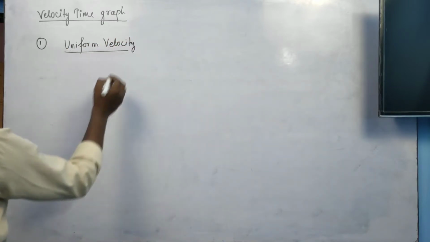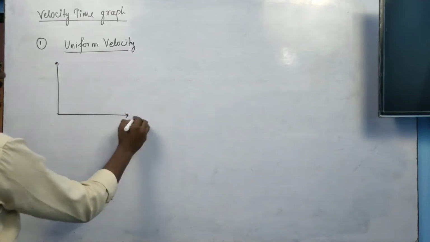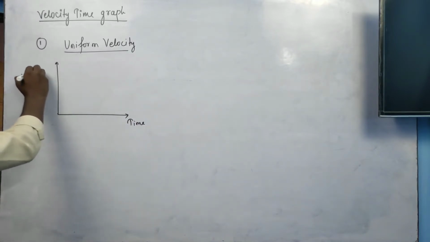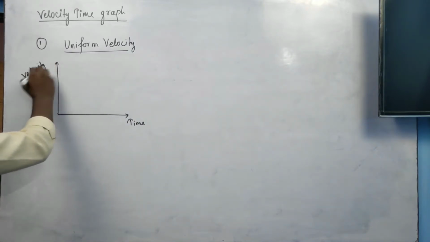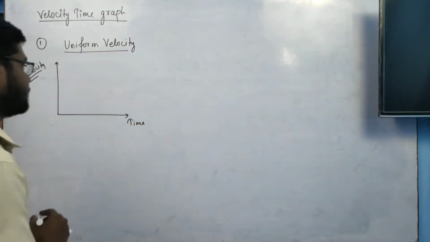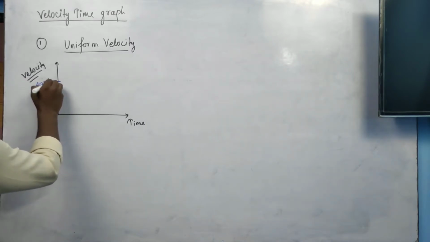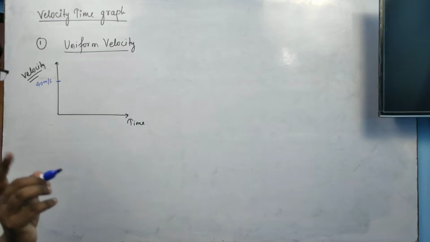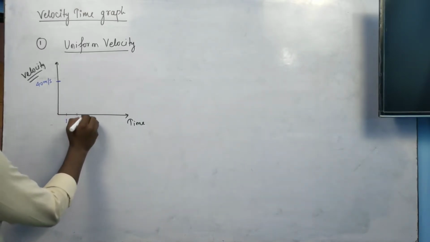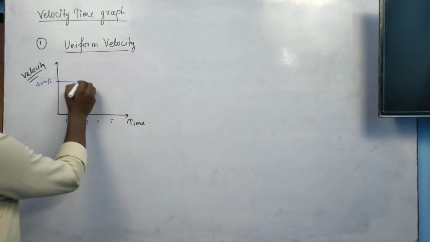For the uniform velocity graph, we will draw a VT graph first. The x-axis always represents time and the y-axis represents velocity. In uniform velocity, as we know, velocity always remains the same. So we have considered a velocity of 40 meter per second for a particular object. As time passes, that means 1 second, 2 second, 3 second, 4 second, 5 second, what do we get?